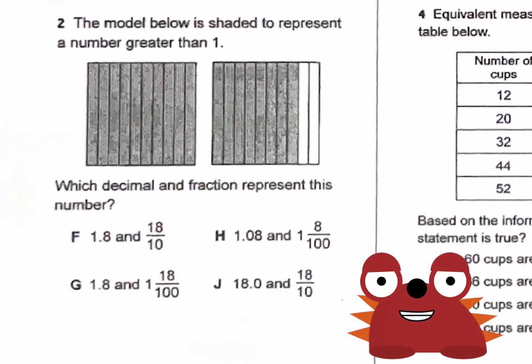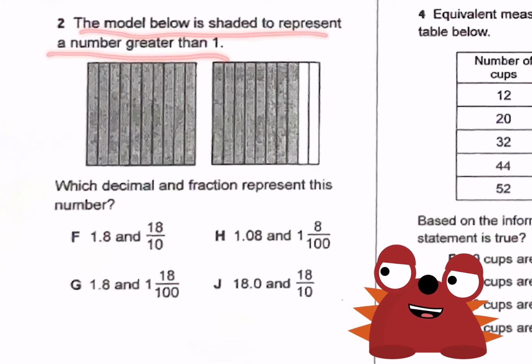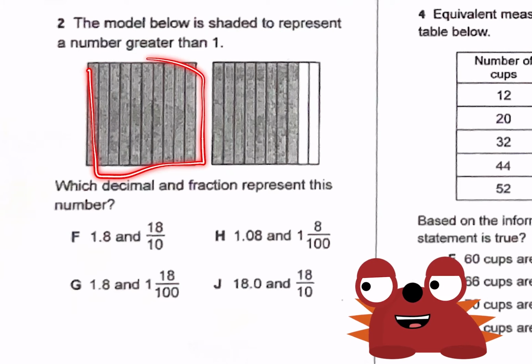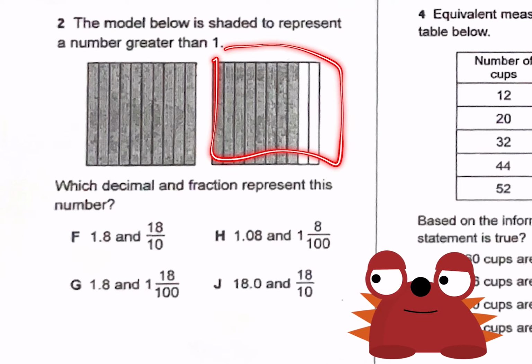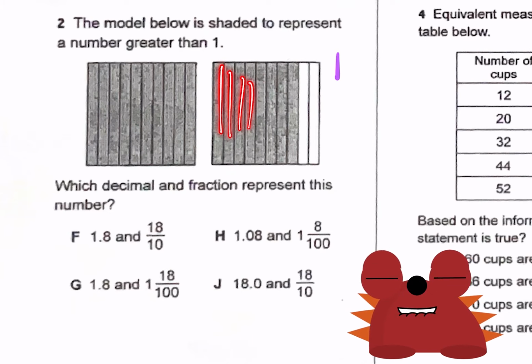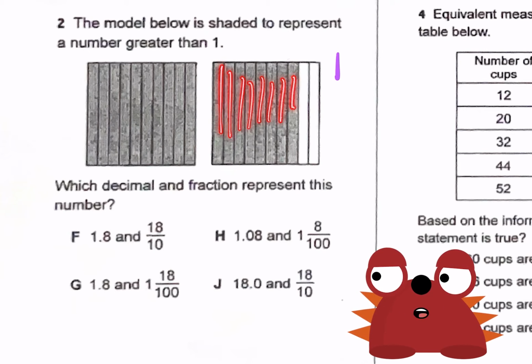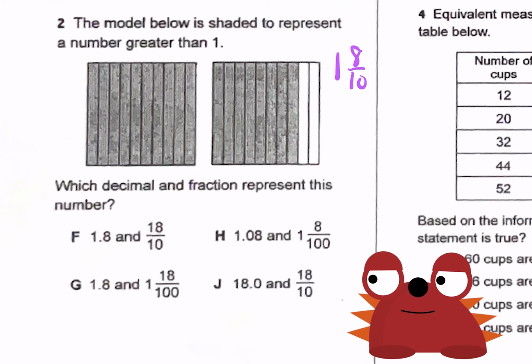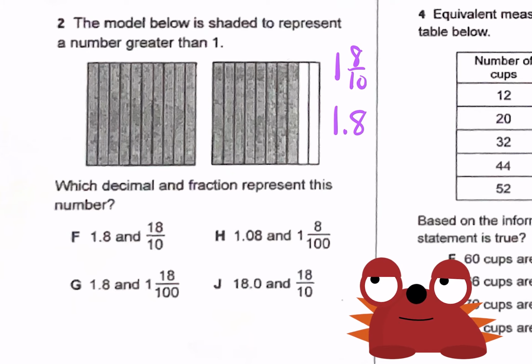It says over here, the model below is shaded to represent a number greater than 1. So here you have 1, and then here you have your decimal or fraction. So we're looking at the best option here. Here I would say that I have 1. And over here I have 1, 2, 3, 4, 5, 6, 7, 8 tenths. And that's how I will write it as a fraction. 1 and 8 tenths as a decimal.